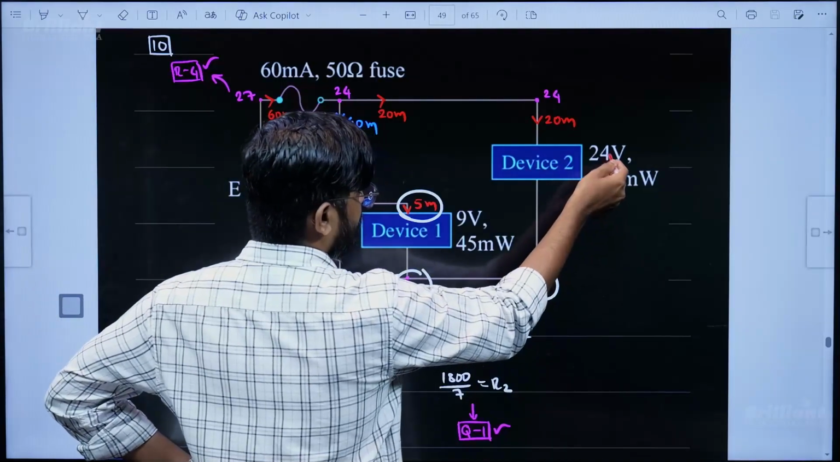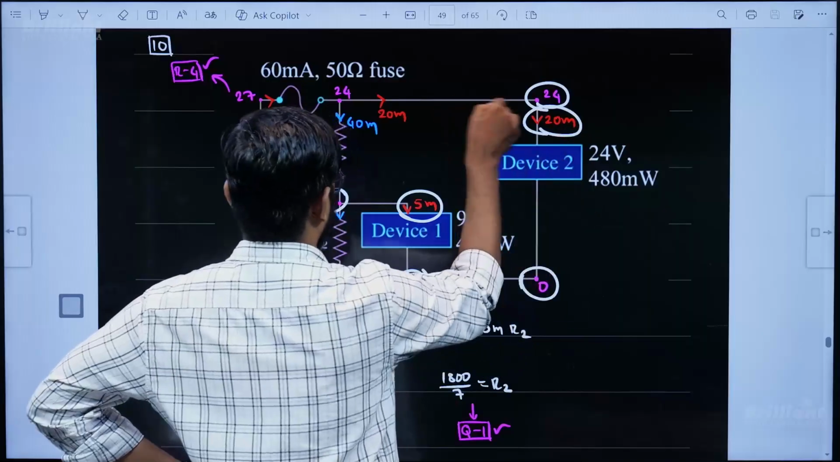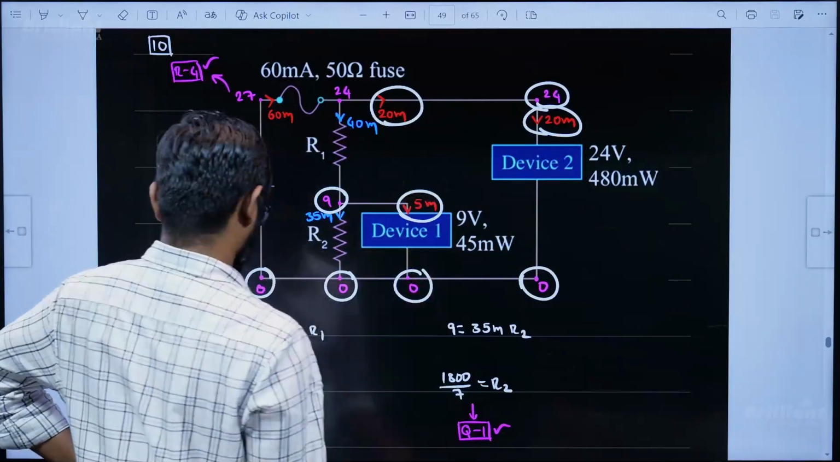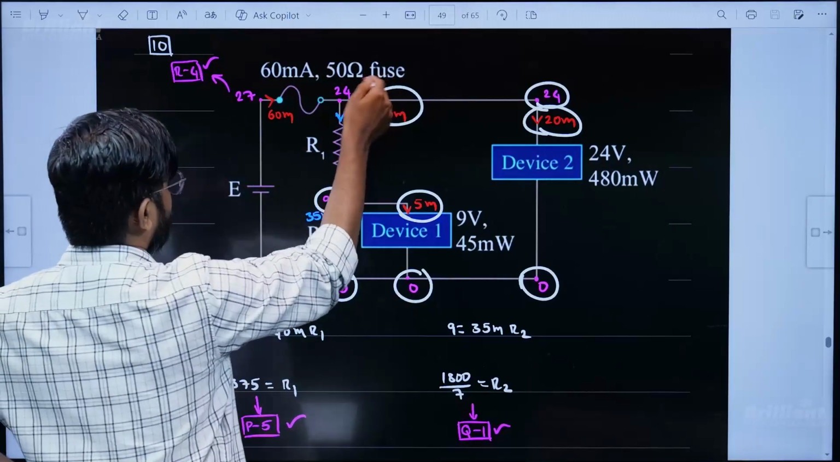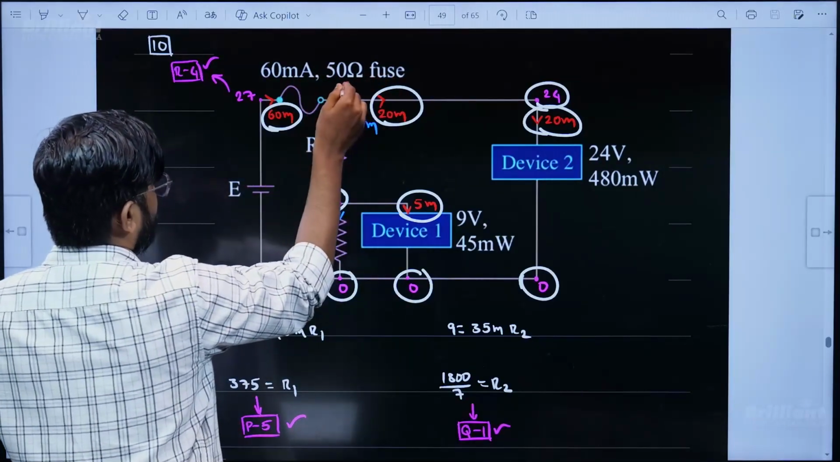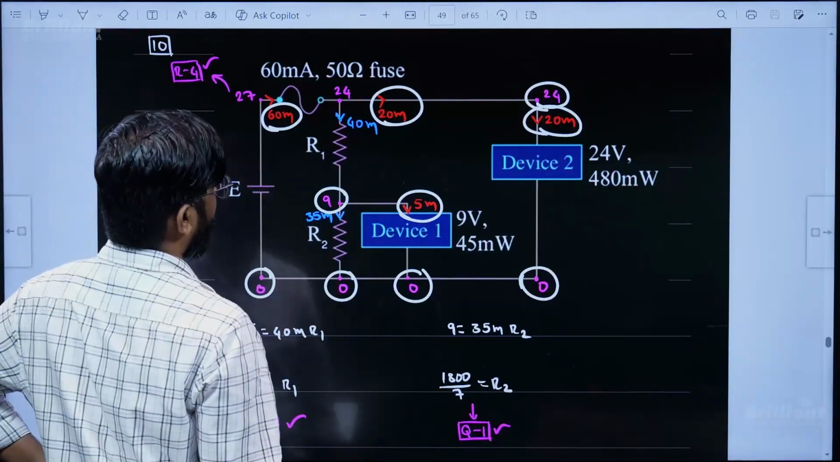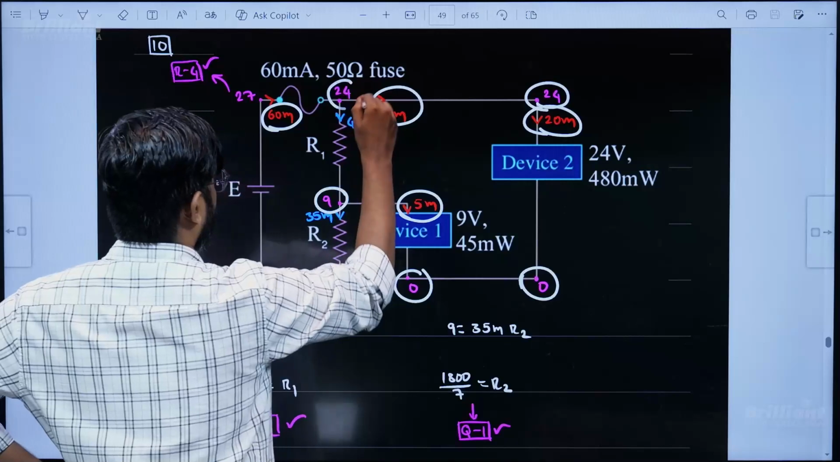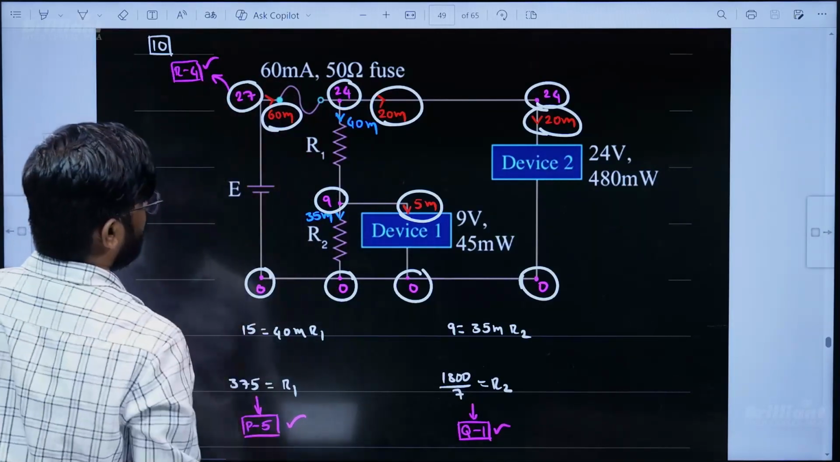Similarly, this is 24 volt and power is given, so you can get the current. If this is 20, this is 20. Then 60 milli and 50 ohm, so 60 milli and 50 ohm. So the potential difference is going to be 3. Anyway, if this is 24, this is going to be 24. So there is 3 potential difference. So this is going to be 27. So the battery value you can get.